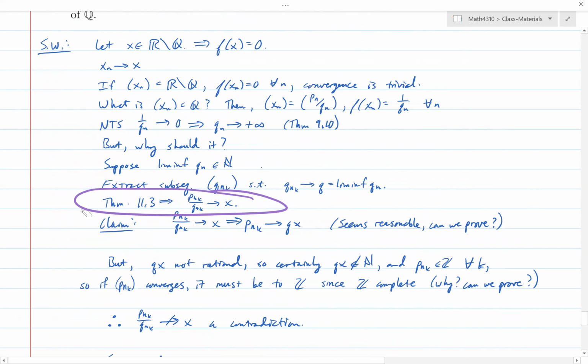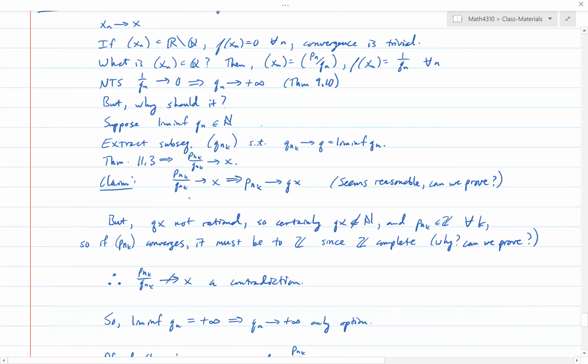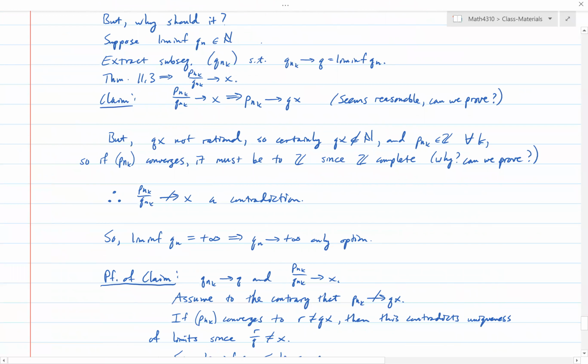And my claim is that if p_{n_k} over q_{n_k} converges to x, then that means that p_{n_k} has to have as its limit Q times x, because Q is the limit of this q_{n_k}. So in other words, I'm saying p_{n_k} has to also have a limit. Seems reasonable because I'm taking a ratio that's converging, and it sure seems like if the denominator converges, the numerator should also converge. But then here's kind of the problem.